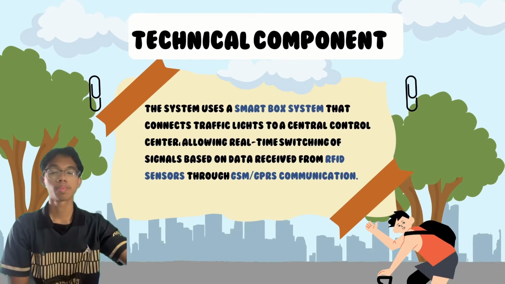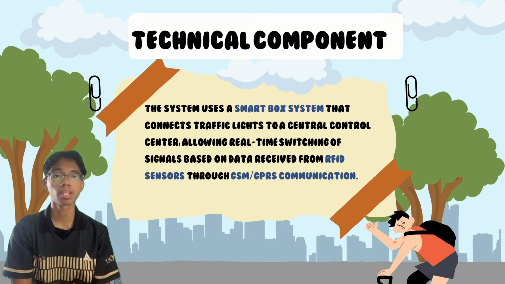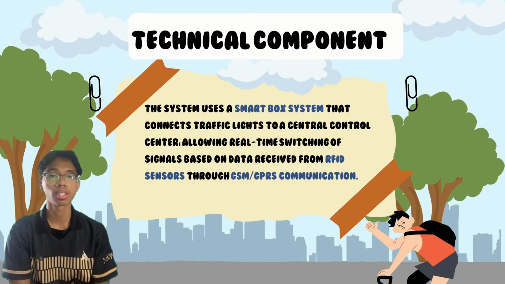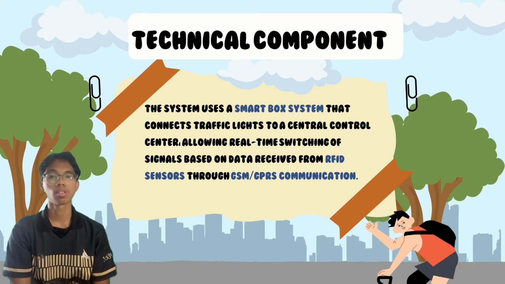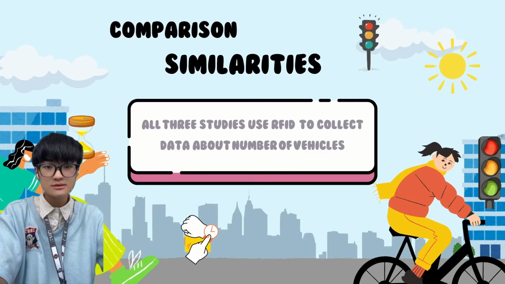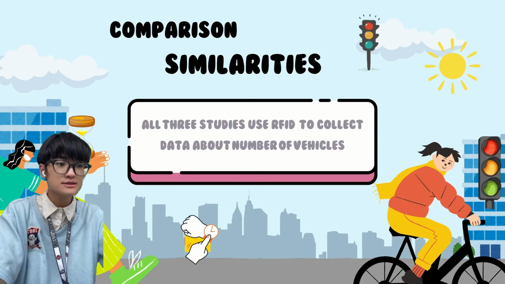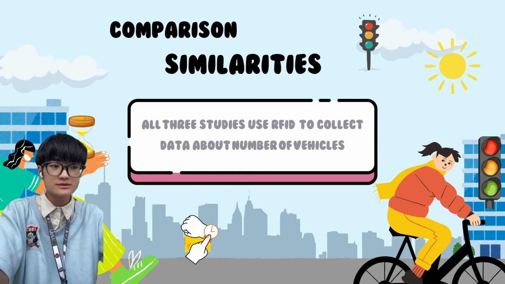For the technical component, the system uses a smart box system that connects the traffic light to a central control center, allowing real-time switching of signals based on data received from RFID sensors through GSM or GPRS communication. So let's talk about comparison similarities. All three studies use RFID to collect data about the number of vehicles. So these are the similarities.